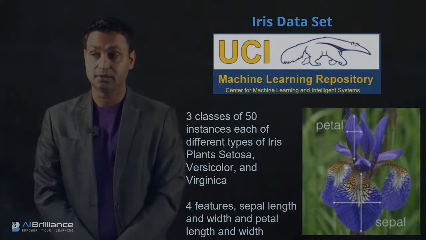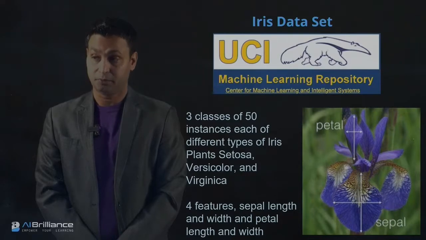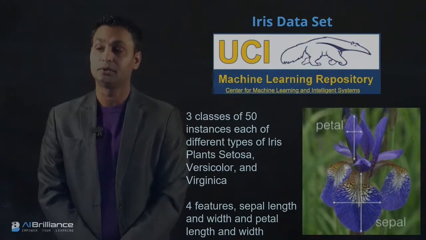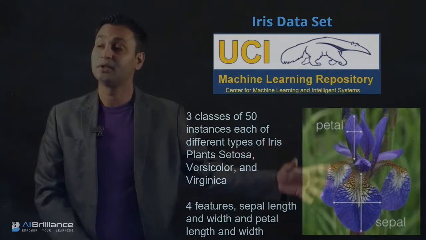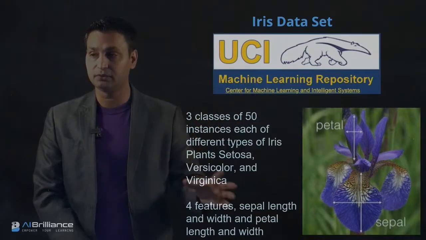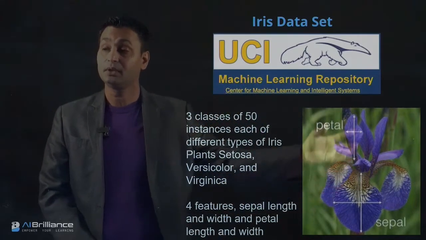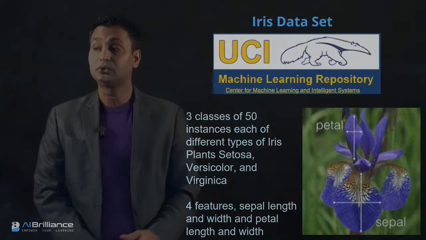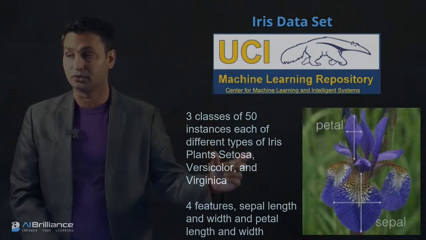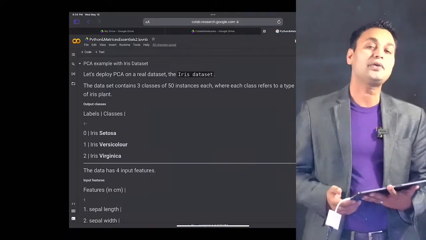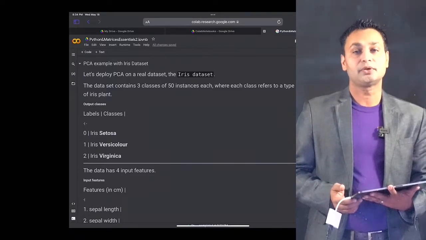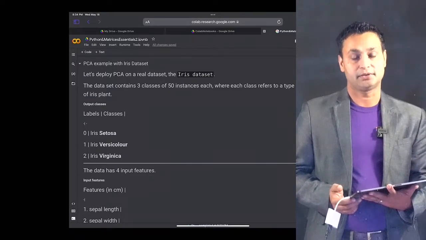So, essentially, for each flower, people have measured the petal length, petal width, sepal length, and sepal width, and that is stored in the dataset. And we have this measurement for 150 different instances of the iris flower belonging to three different categories, which are setosa, versicolor, and virginica. So let's see how we can apply principal component analysis on the iris dataset.